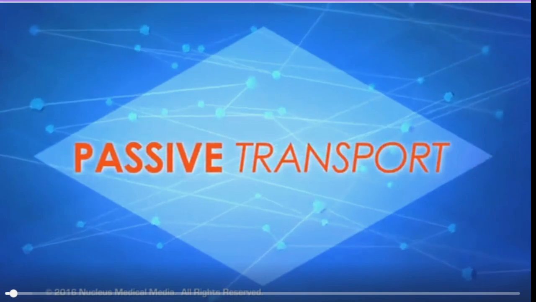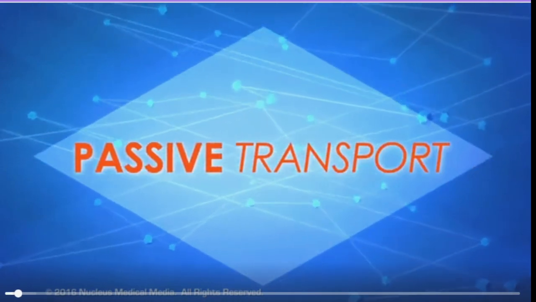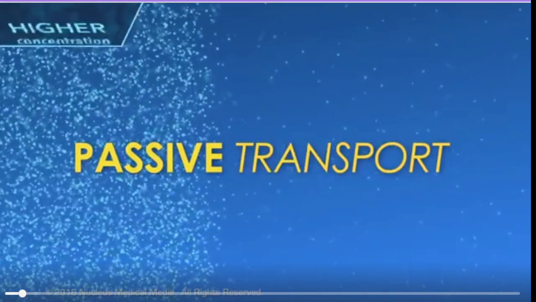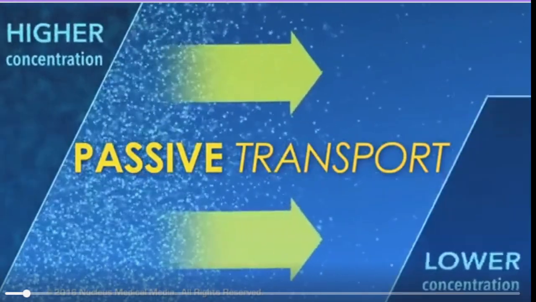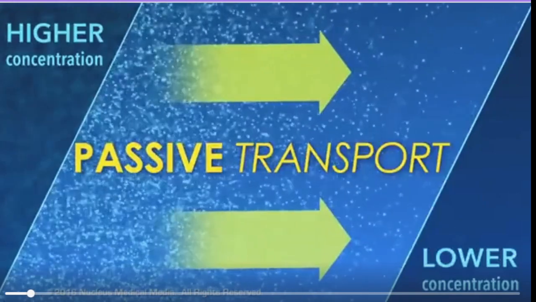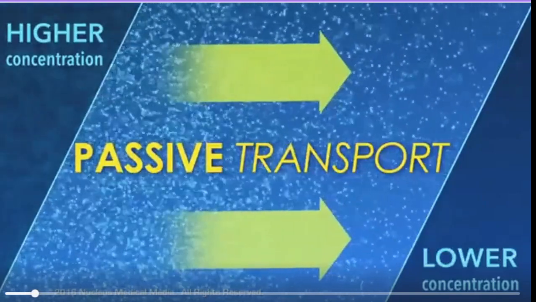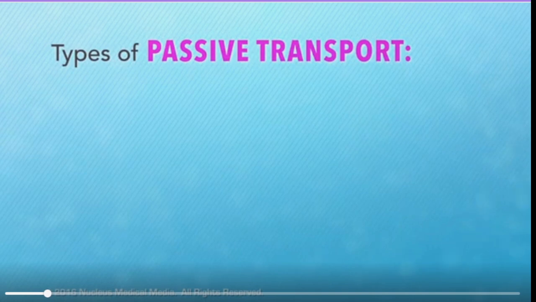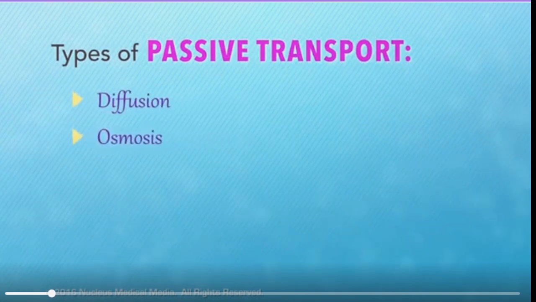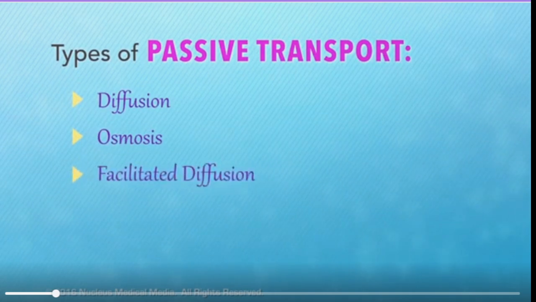In this video, we will be discussing passive transport. Passive transport is when particles move through the cell membrane from an area of higher concentration to lower concentration without the use of energy, also described as movement along the concentration gradient. What are the types of passive transport? They are diffusion, osmosis, and facilitated diffusion.